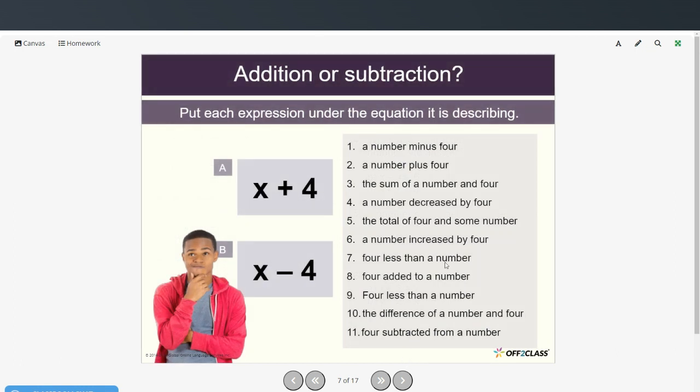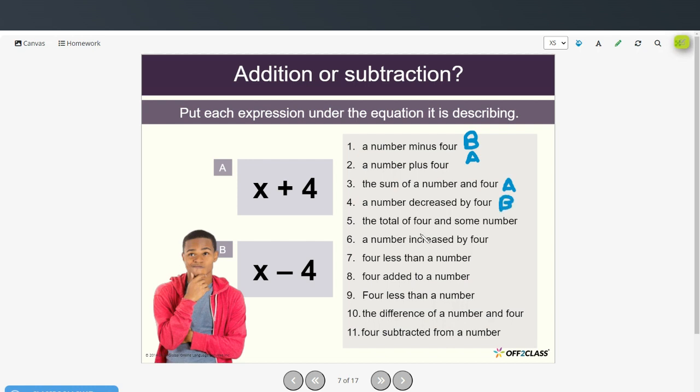Alright, so now you're going to put each expression under the equation that it's describing. You can try that on your own, and then restart when you're ready to check your answers. So a number minus 4, that is letter B, x minus 4. A number plus 4, that's A. The sum of a number and 4 is A. A number decreased by 4, that's B.